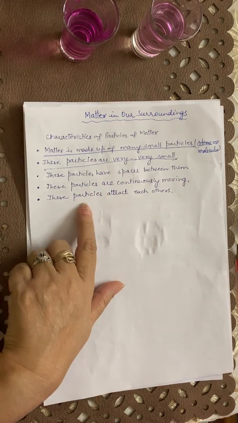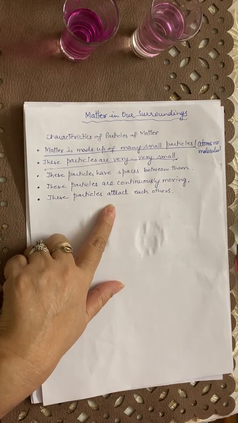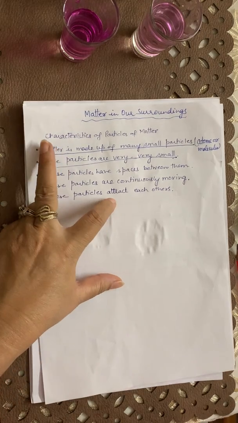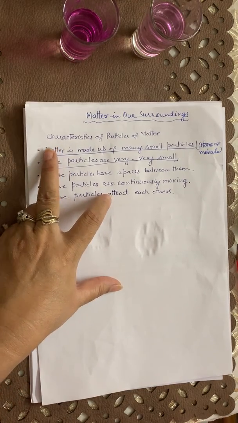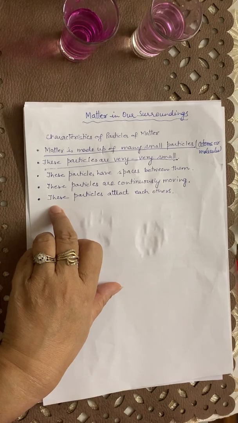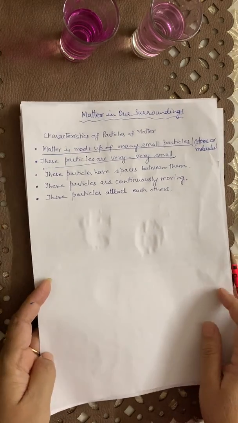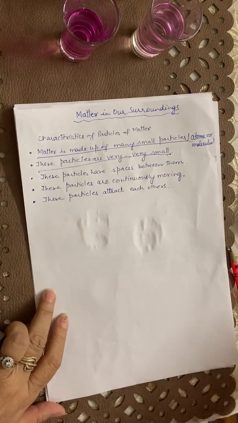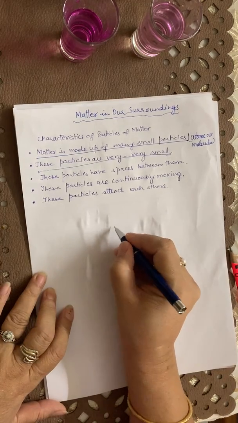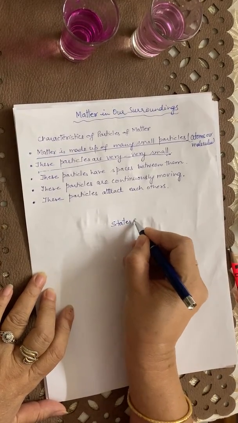Okay? So these particles attract each other. So with the help of these activities, we have written the characteristics of the particles of matter. Now, this property: the particles of matter attract each other. As you know, there are 3 states of matter.